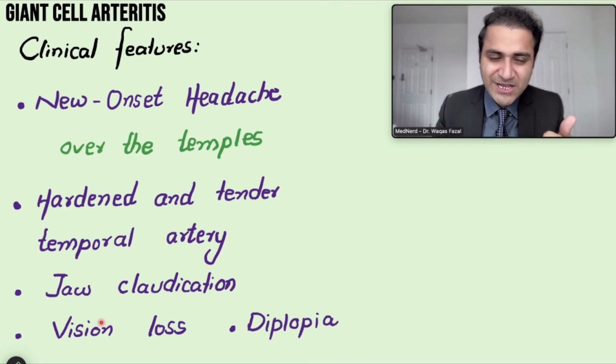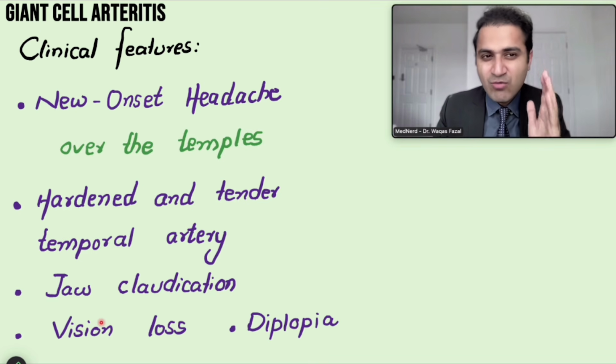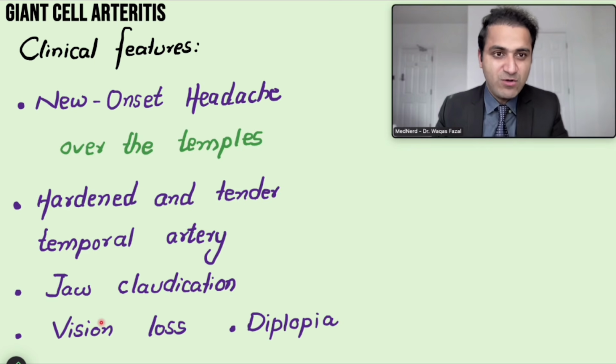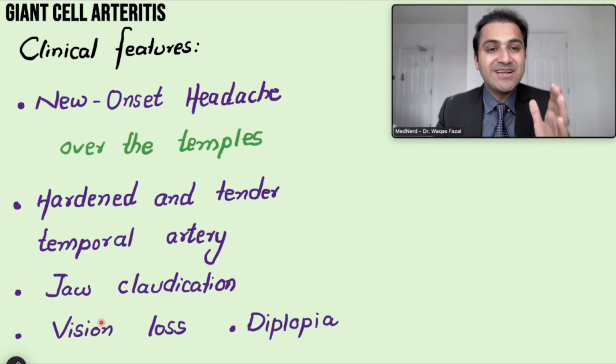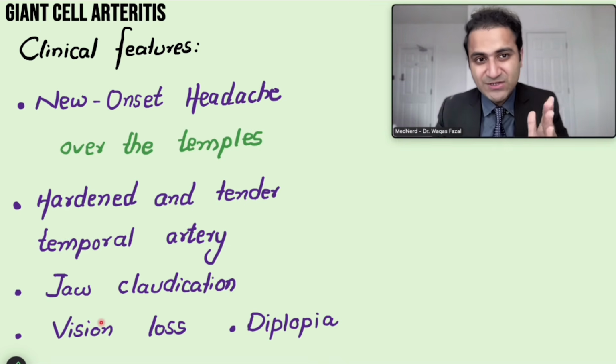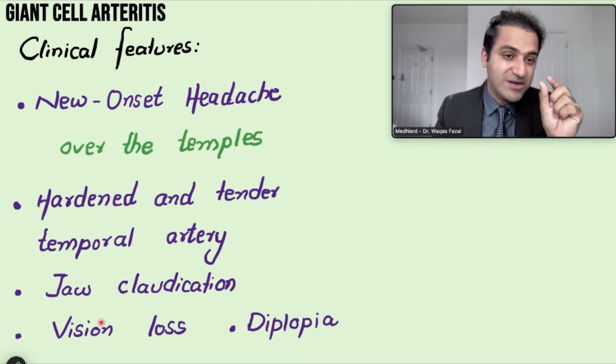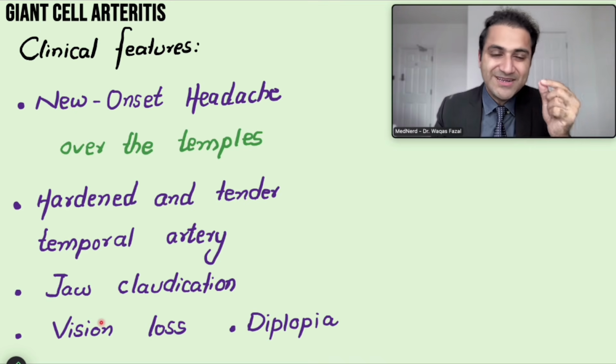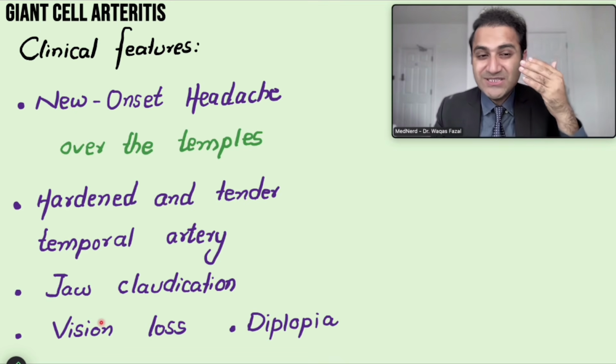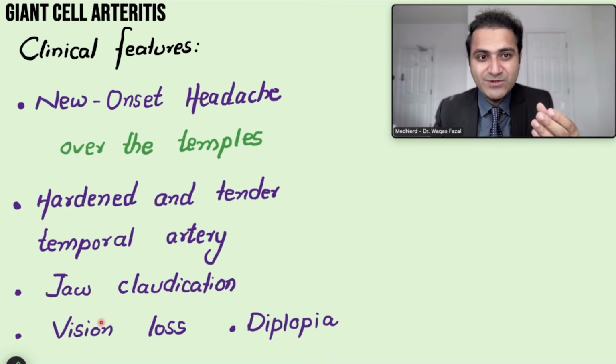If ever in exams they ask you about the most important and dreadful complication of giant cell arteritis, always choose vision loss, because this is the thing that should scare you the most. Any patient in whom you suspect giant cell arteritis, vision loss is the biggest complication because it involves the branches of carotid arteries, and those branches include the ophthalmic artery, and when it affects the ophthalmic artery, these patients might come to you with blurring of vision.